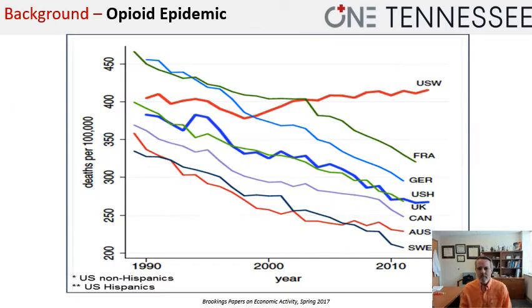Let's dive in and look more specifically at the opioid epidemic. So on this slide, what you're looking at is all-cause mortality in terms of deaths per 100,000 people. So you can see that the rest of the world is trending down in terms of all-cause mortality, and the U.S. is trending up. Now, why is this? I would argue that our medical technology and advancements are just as good as the rest of the world. So why are we seeing an uptick in mortality?